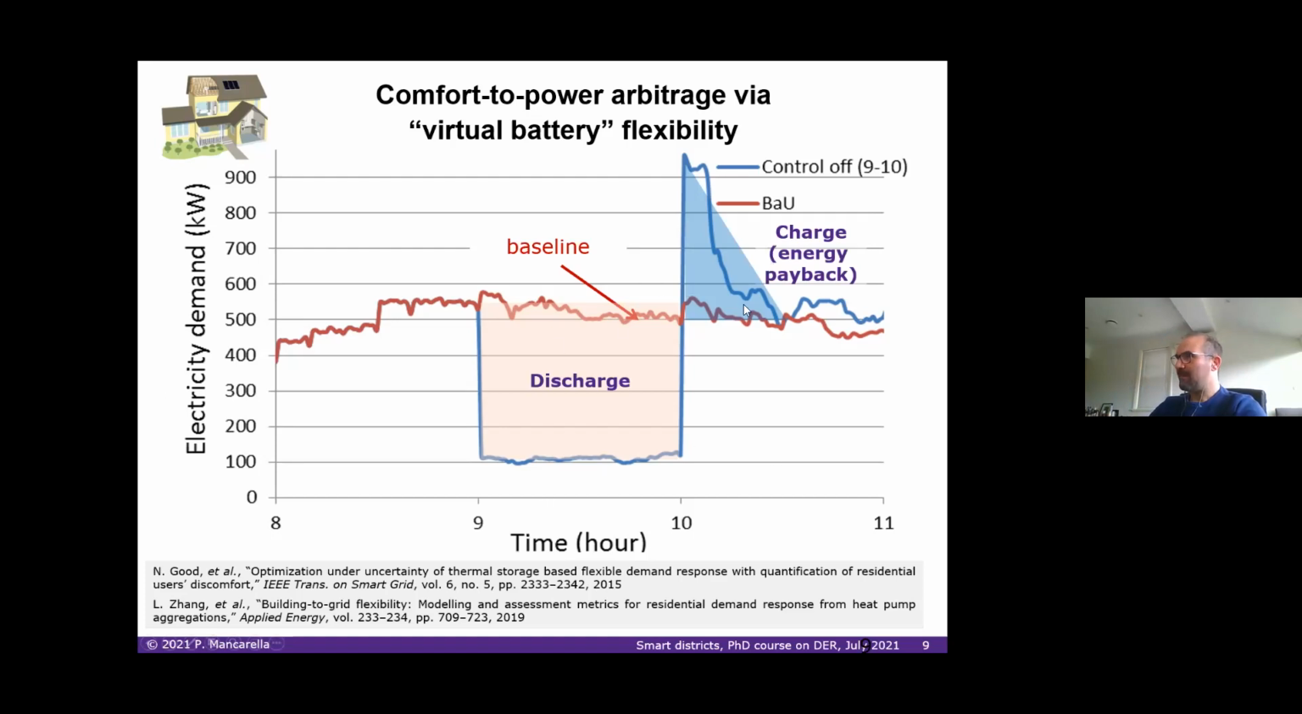Now, what is particularly interesting in this virtual battery? Here you are discharging, here you are charging. So if I ask you, what is the efficiency of this battery? What would you tell me? If you look at these figures, these areas, what is the efficiency of this battery?